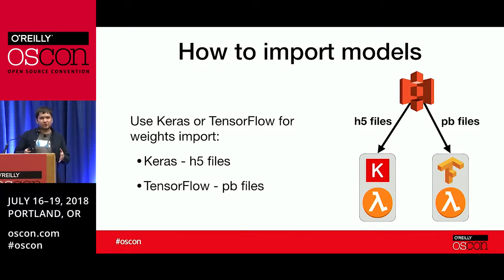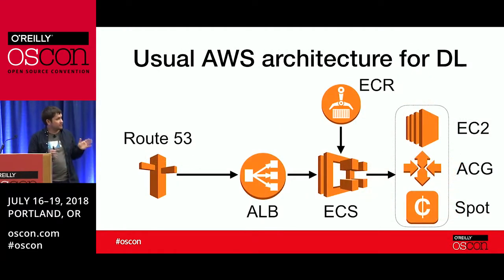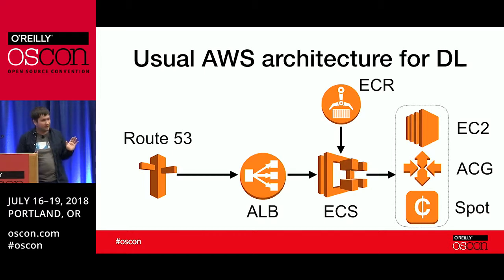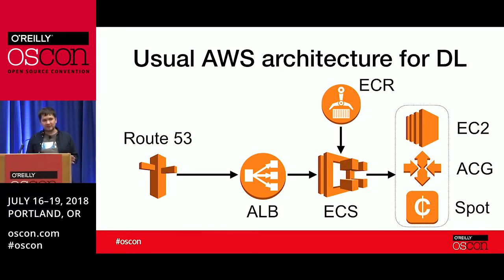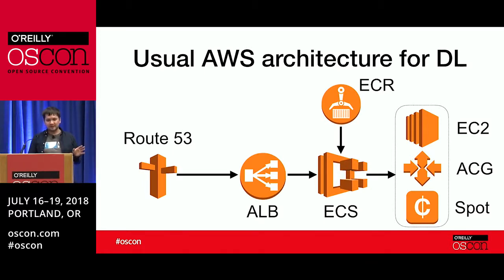Next, I just want to show you a comparison of how traditional AWS infrastructure for deep learning looks, and how it will look with serverless. So here's how it looks in traditional native AWS services. It's a pretty normal architecture, not something exceptional. The application we are trying to build here is an API for image recognition.